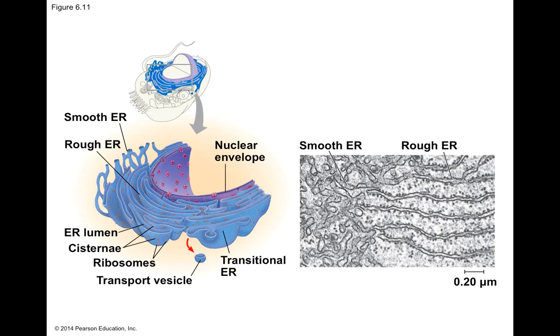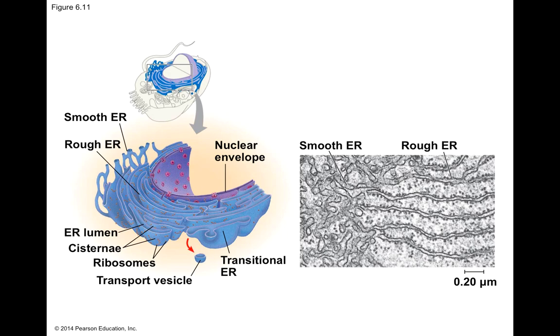Here we have the ER colored in blue. If you look closely, it's basically a continuation of the outer membrane of the nuclear envelope. The little brown dots represent the ribosomes, and they're found on the outside of the rough ER, but not the smooth. The ER forms a compartment separate from the cytoplasm.